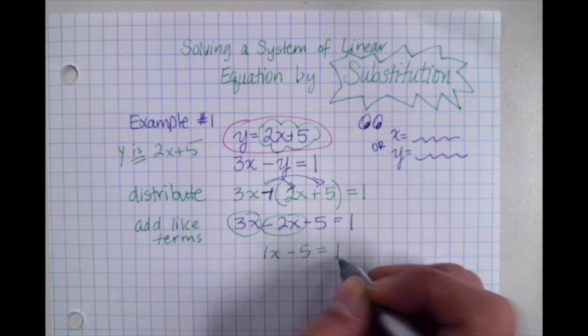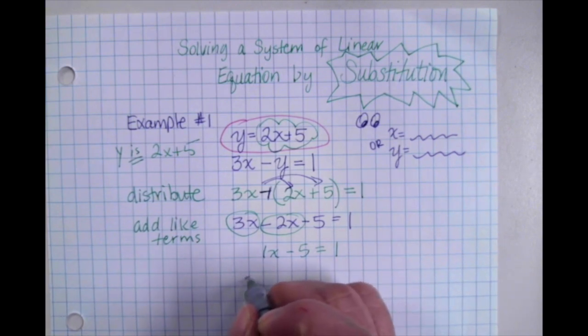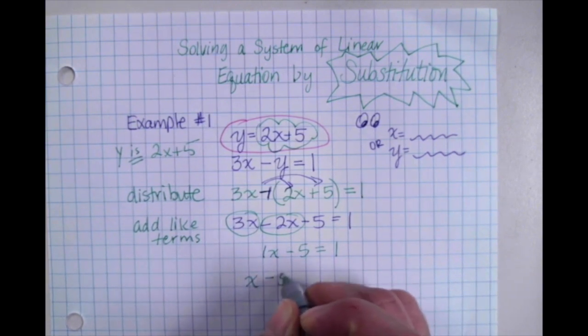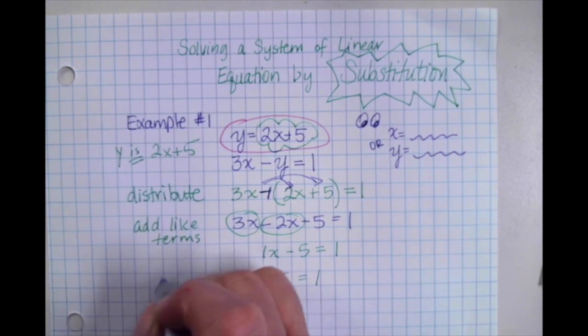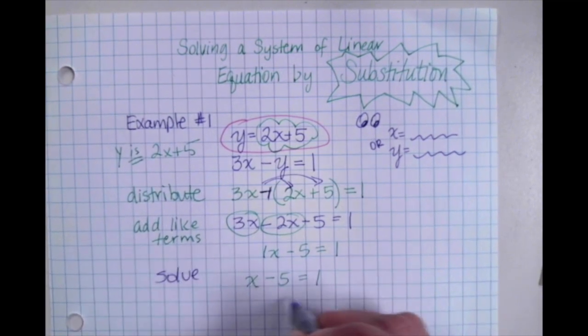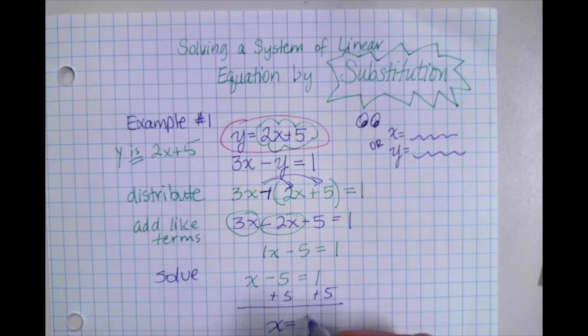So I'm going to finish writing the rest of the equation. 1x, but typically you don't write 1 in front of the x, so I'm just going to rewrite it the way it should have been written. And now I'm going to solve, and the way I do that is I'm going to add 5 to both sides, and then I have x equals 6.